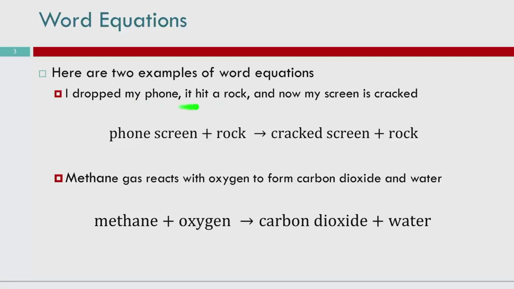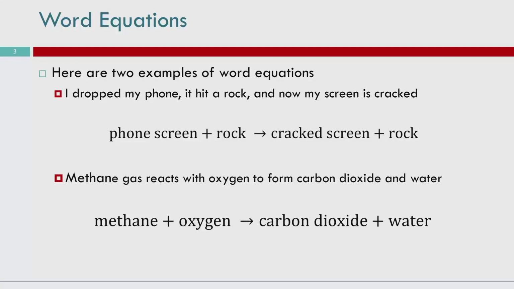I dropped my phone, it hit a rock, now my screen is cracked. So the way that we would describe this in like a word version of a chemical reaction: phone screen plus rock turns into cracked screen plus rock. Right? The rock was not damaged in the process. No rocks were harmed in the making of this example.